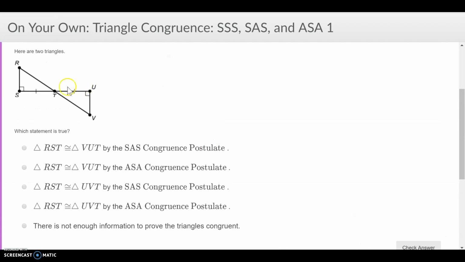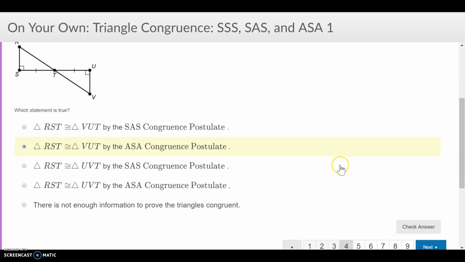All right. We know vertical angles are congruent, so we have angle, side, angle. So it has to be one of these. Now we just have to match the sides up. So R corresponds with V, that works. S corresponds with U, and T to itself, so it's this one.